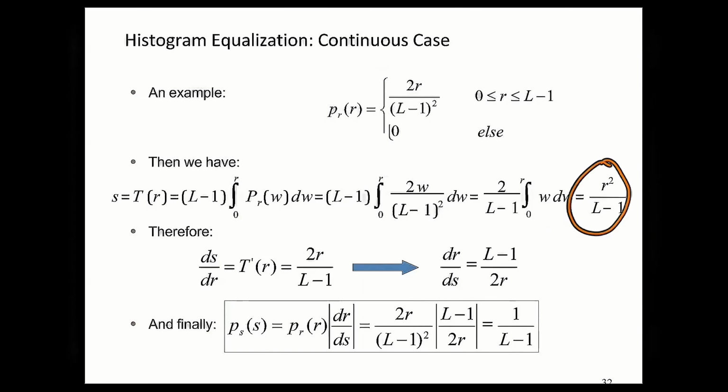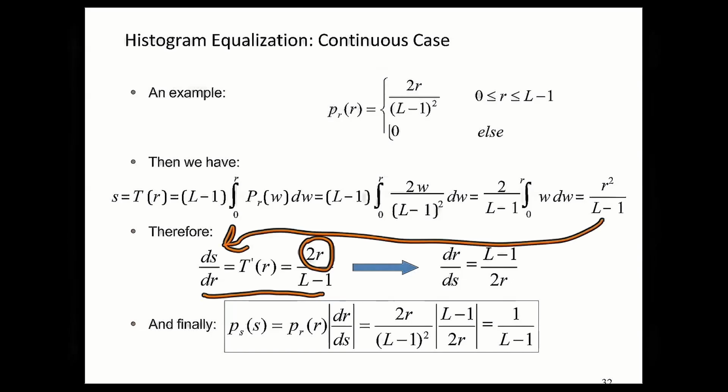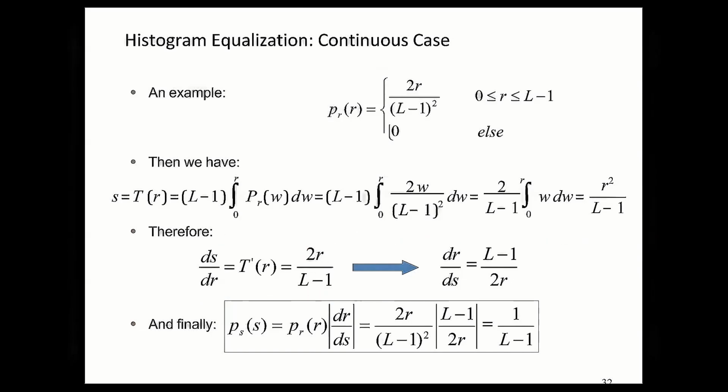So S is this. Now what is ds by dr? If I take the derivative of this, it's just 2r. So dr by ds, in order to put it in that equation, if I take this and put it here, it will cancel and I get one.